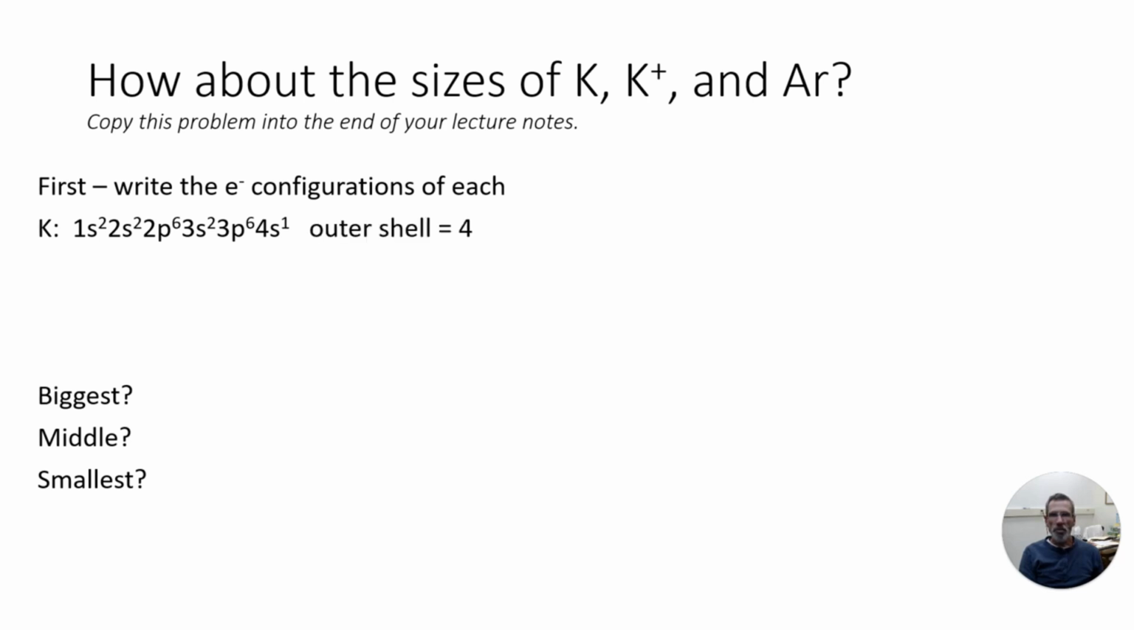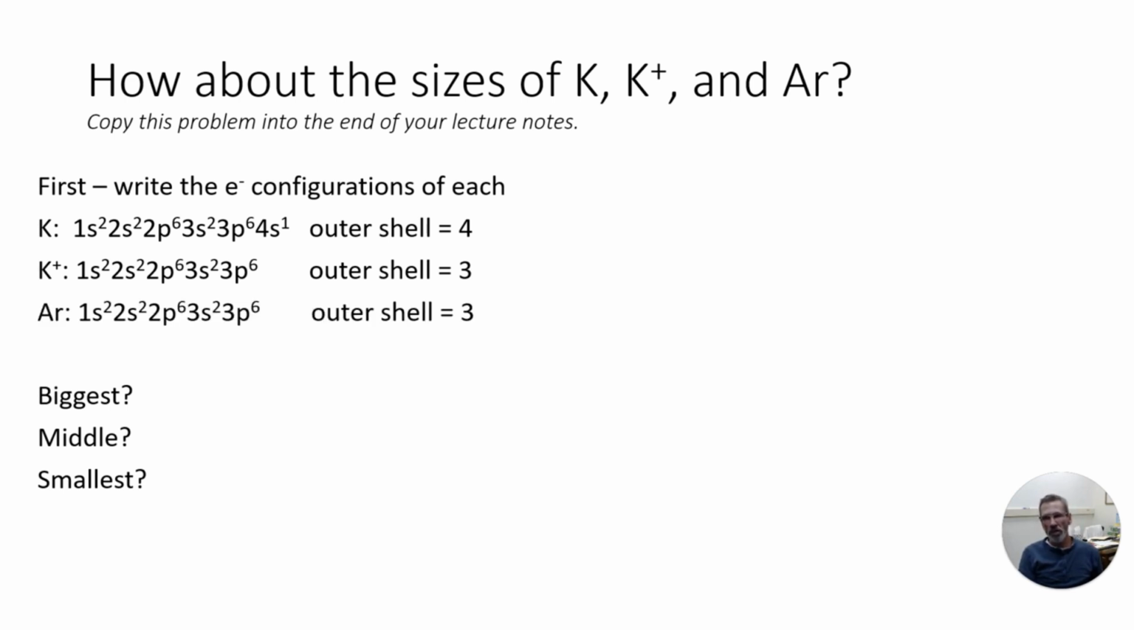Then when we make potassium plus, we take away that 4s electron. So the outermost electrons now are in shell 3. And when we construct argon, we see argon ends up with the same electron configuration as K+. Outermost electrons in shell 3 and an identical configuration. So when I compare those 3, I immediately think that K is my biggest one with a larger outer shell.